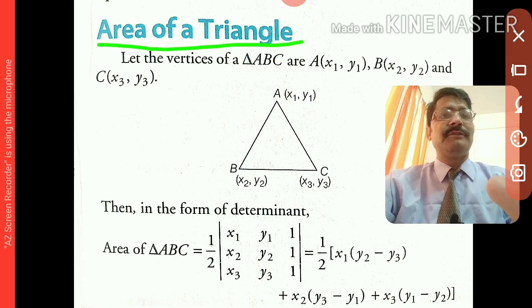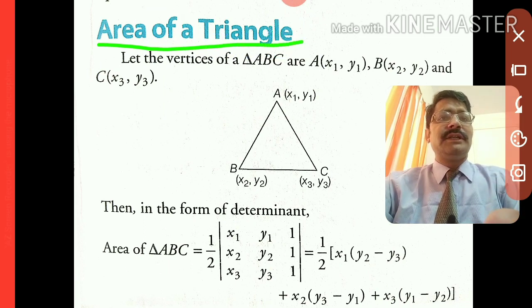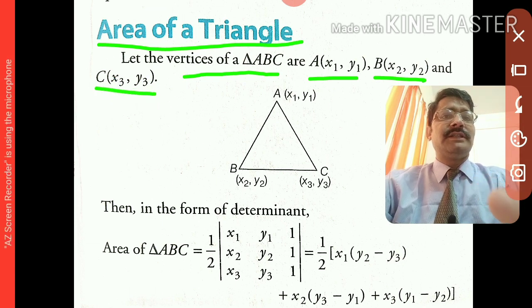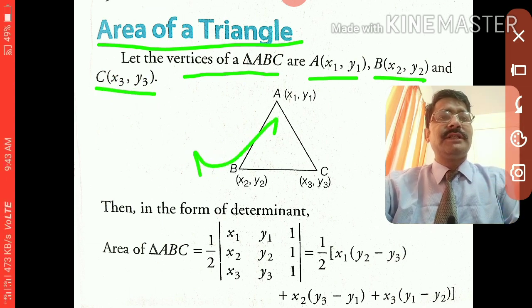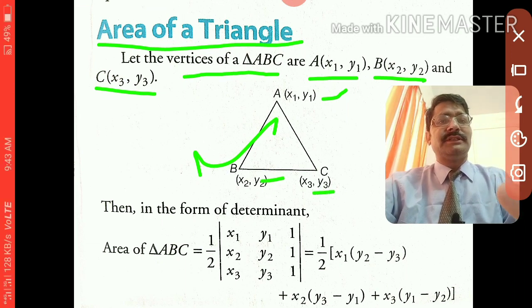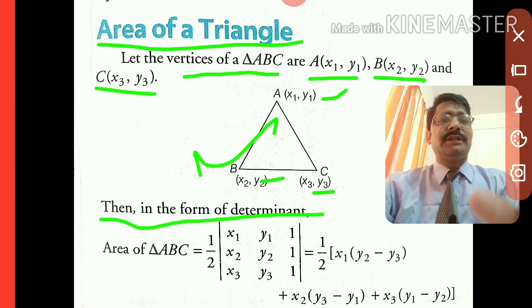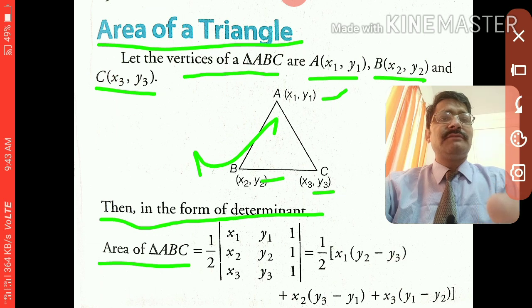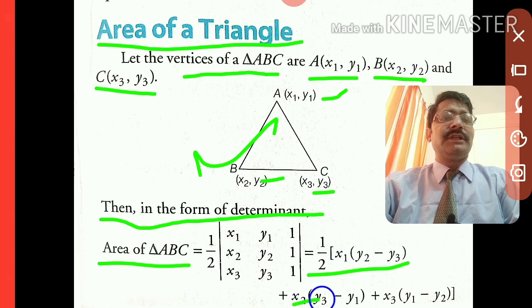Look here, what will the formula be? Area of a triangle. Let the vertices of triangle ABC be A(x1, y1), B(x2, y2) and C(x3, y3). So this is the triangle given to you. Vertices A, B and C are given and you have to find the area of this triangle. Then in the form of a determinant, the area of the triangle will be 1 upon 2 times the determinant. The first row is x1 y1 1, the second row is x2 y2 1, the third row is x3 y3 1, and you solve that determinant to get your answer.